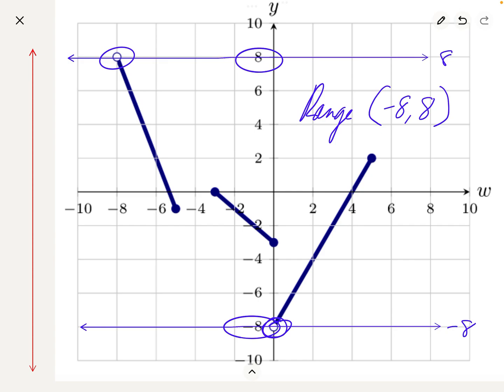Now, I'm using vertical and horizontal lines. You should use a ruler and move the ruler from left to right to find the inputs, and move the ruler from bottom to top to find the range. But if you understand that idea, it makes it so much easier to find the domain and range. I hope this has been helpful.